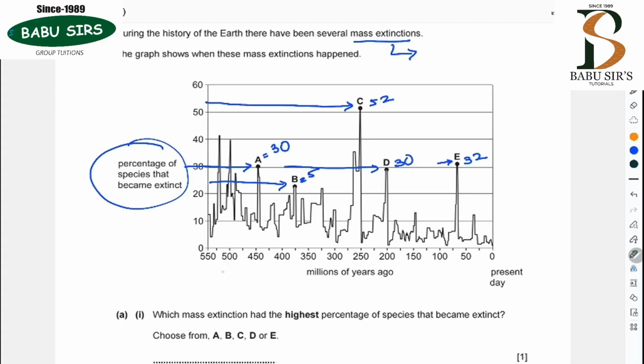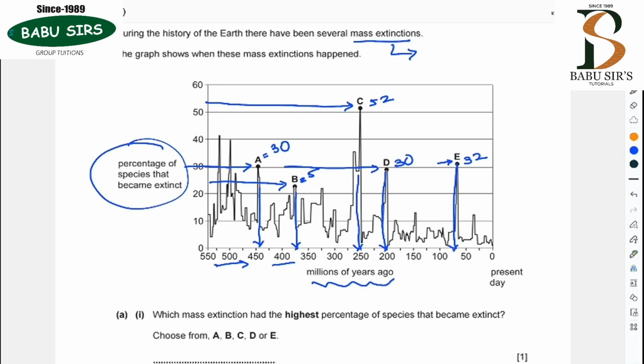So this is the number of years. If you see A, it is around 450 million years. B is between 400 and 350. C is around 250 million years ago. D is around 200. E is around 75. So they have shown different millions of years ago and how many species have died at every point of time, and all the values I have written there.